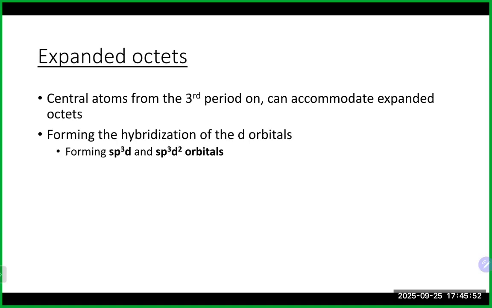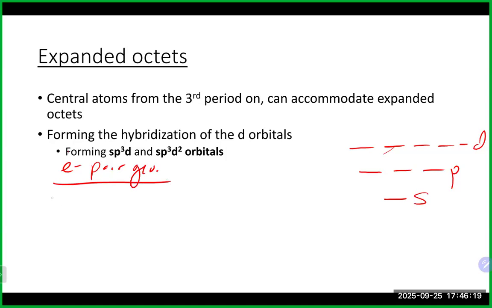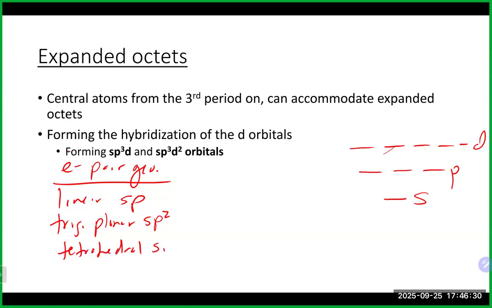Now, what about expanded octets? Expanded octets can also hybridize, and that gets us into the d orbitals, because that's where we have our expanded octets. That's why they can go above 8, because they have those d orbitals available to them. So it's the same idea here. You could still count it off. And this is, as we saw earlier, our electron pair geometry. We had our linear, which was sp, our trigonal planar, which is sp2, and our tetrahedral, which is sp3.